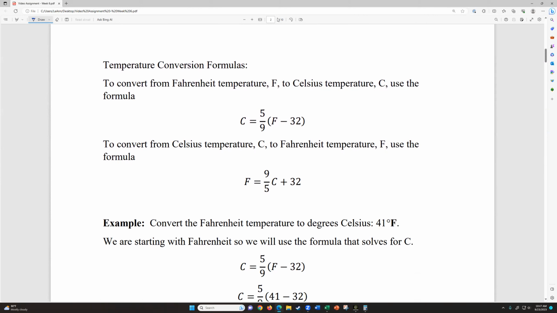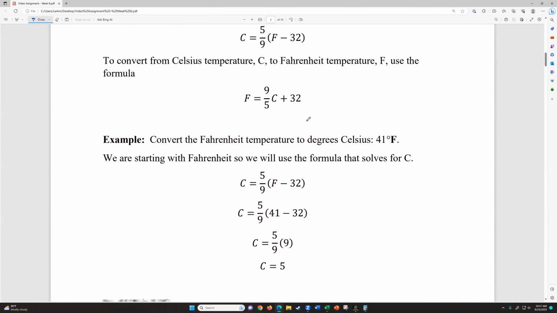It's C equals 5/9 times parentheses F minus 32, where we put in our Fahrenheit degrees. To convert from Celsius to Fahrenheit, so if we're given the Celsius temperature, we use this version. All they did was solve this equation for the other variable, but we give you both on your formula sheet. So F equals 9/5 C plus 32.